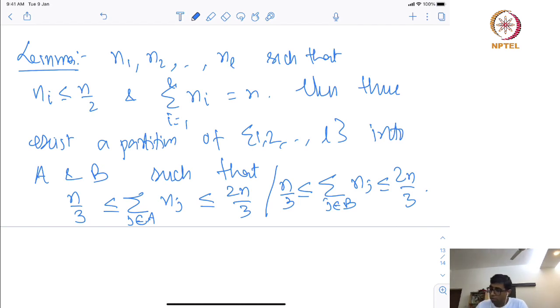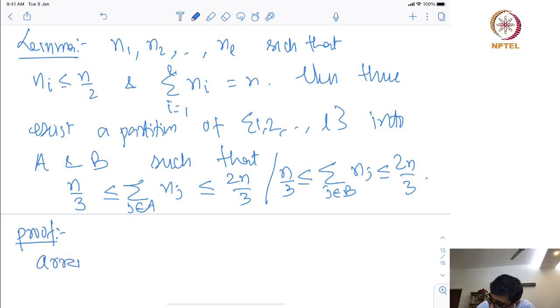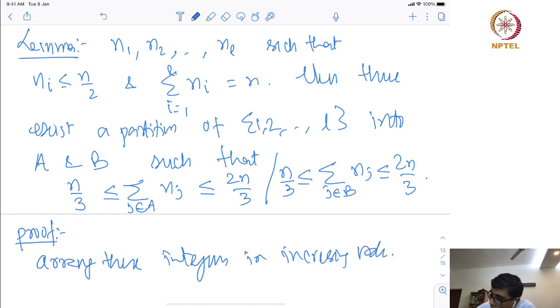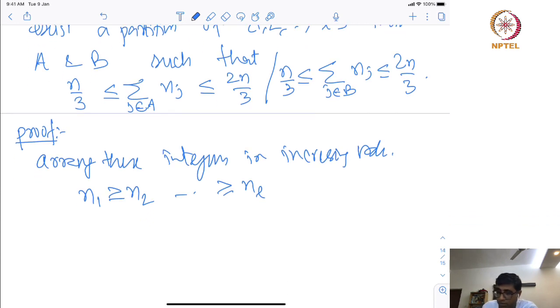Okay. So, let's prove this first. It is a very simple fact, and the proof is also fairly easy. So, let us arrange these integers in decreasing order. Suppose we assume that n1 is at least n2, which is at least up to nl.